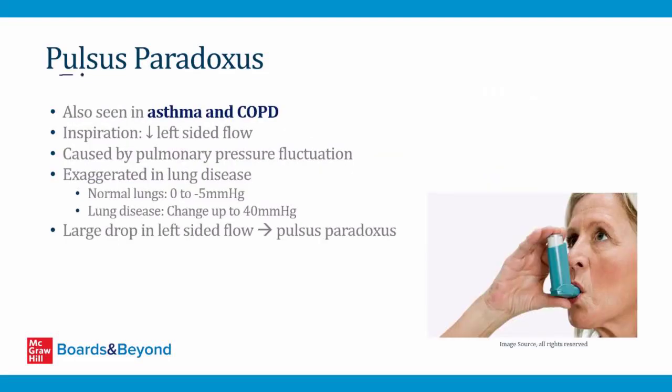You can also see a pulsus paradoxus in patients who have severe asthma and COPD, but it's for a totally different reason than why the pulsus happens in patients with tamponade. In asthma and COPD, the reason the pulsus paradoxus occurs has to do with pulmonary pressure. So normally, when you inspire or draw in a breath of air, you slightly decrease the flow through the left side of the heart, meaning through the left atrium and the left ventricle. And this happens because of changes in the pulmonary pressures that occur when you inspire. Well, in patients who have lung disease, these changes are exaggerated.